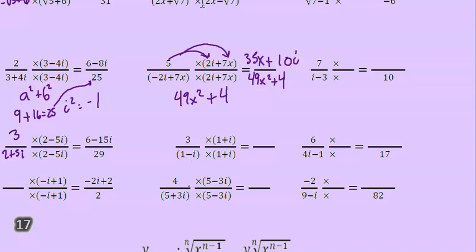Okay, let's look at one more on this column. The last one. 4 distributed to each of these to get 20 minus 12i. All over, this is a sum of squares, so it's 25 plus 9. It's going to be 34.